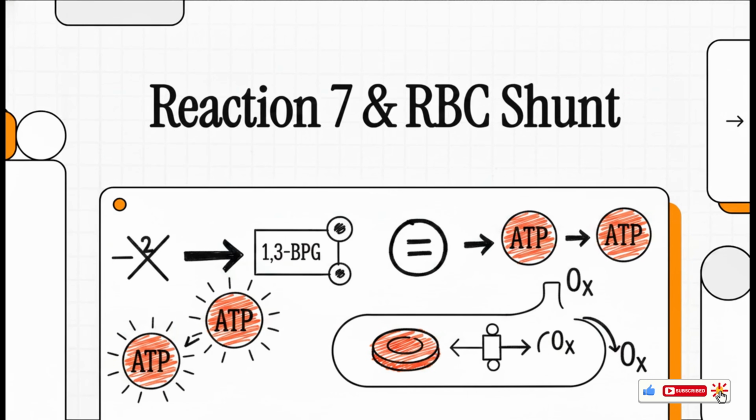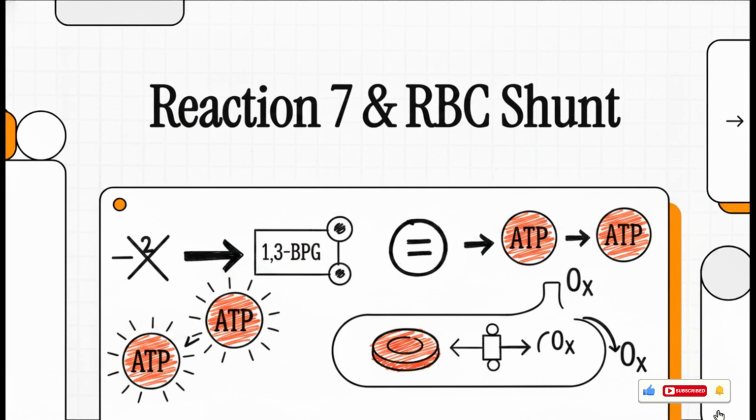Hello, everyone. In our last lesson, we saw how the cell harvests high-energy electrons and traps energy in a molecule called 1,3-BPG. But up until now, we've actually been in a financial hole. We've spent 2 ATPs and haven't gotten any back. Today, that changes. We are looking at reaction 7, the moment we finally break even, and a very special side path that your red blood cells take to help you breathe.